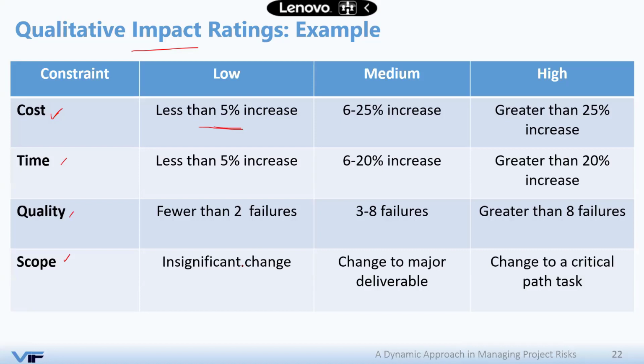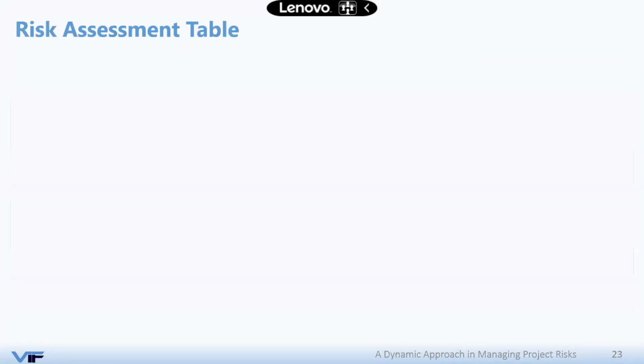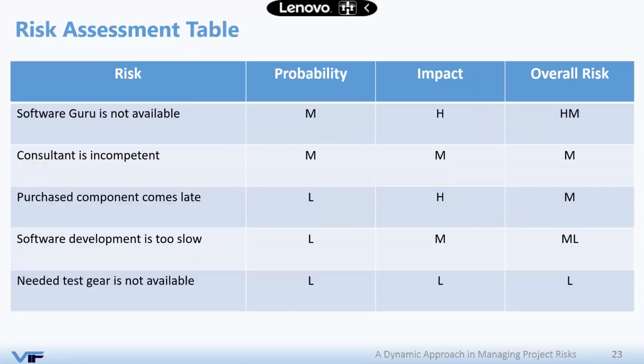However, when you talk about quality, the unit of measurement will be failures here. So it doesn't make sense that you have the same impact unit of measurement for all project domains. You need to have different units of measurement depending on the project constraint that you are using. The output of qualitative will be, simply something like that.